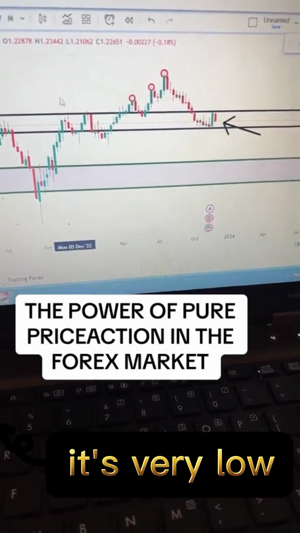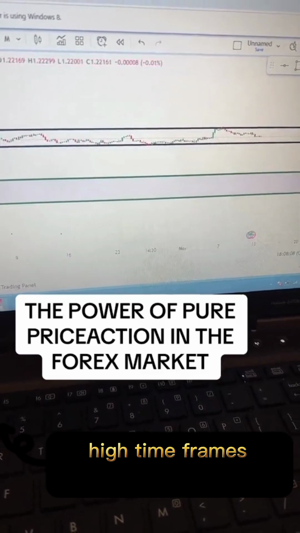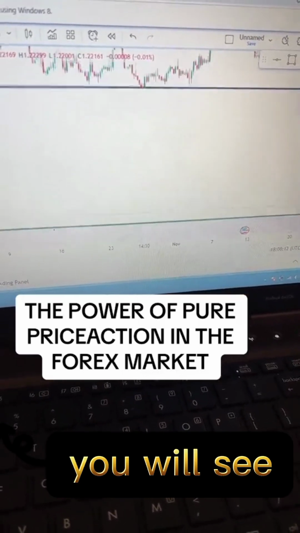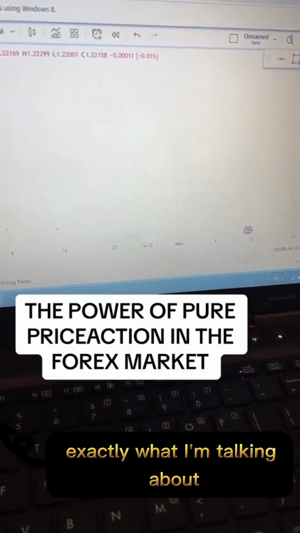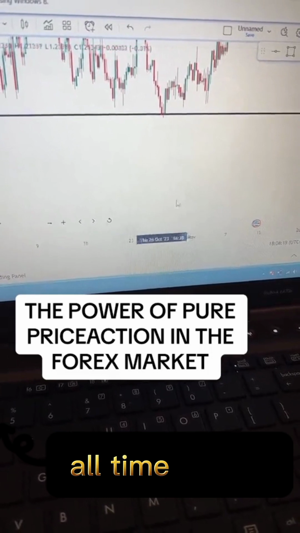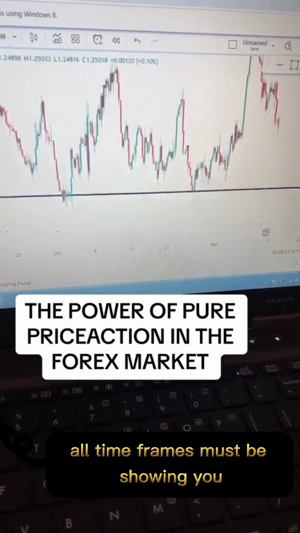It's very low. Now, if you come to the H4 time frame, now that's where people want to see, because people fear high time frames. Come on. If you come to the H4 time frame, you will see exactly what I'm talking about. Now, when it comes to analysis, make sure that all time frames are showing you the same direction in the market.